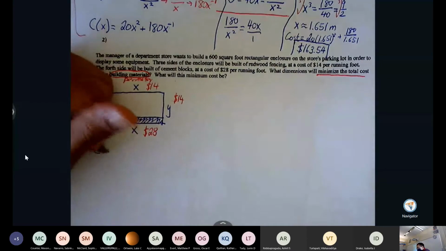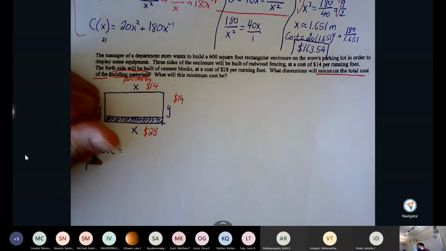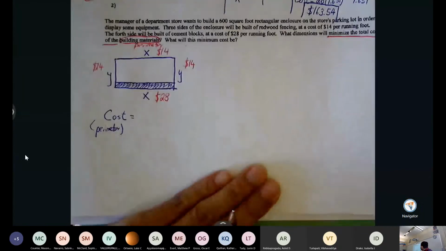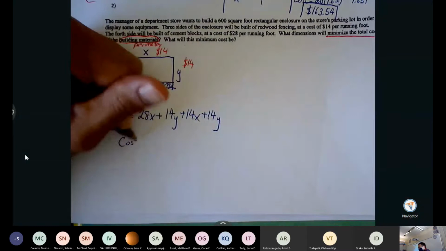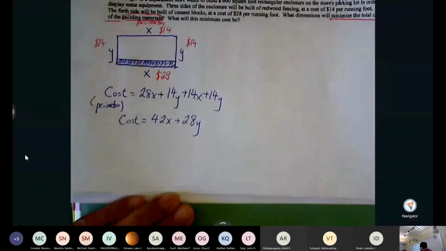So cost is going to be similar to how we think of in terms of perimeter, right? We're going to add up all the sides, but we're going to include the associated cost with each of the sides. So 28x plus 14y plus 14x plus 14y. Combine like terms.